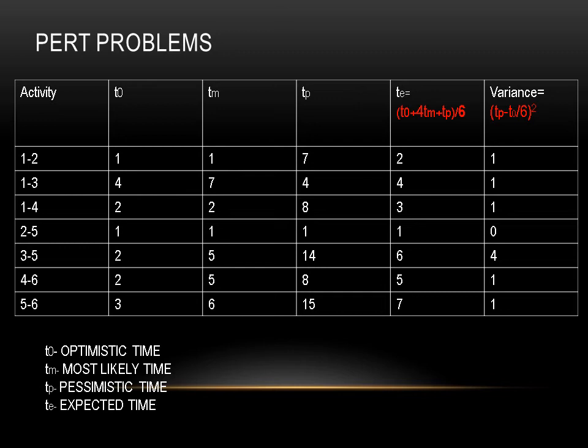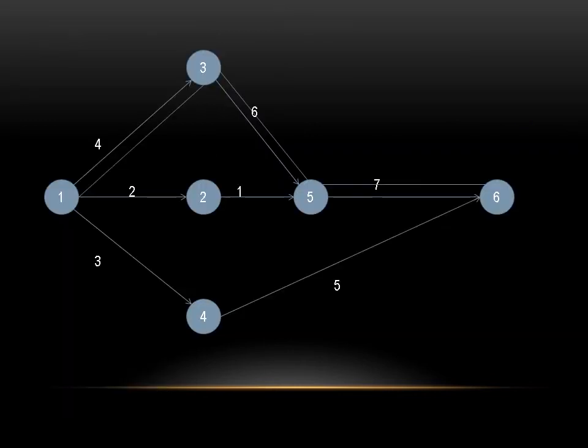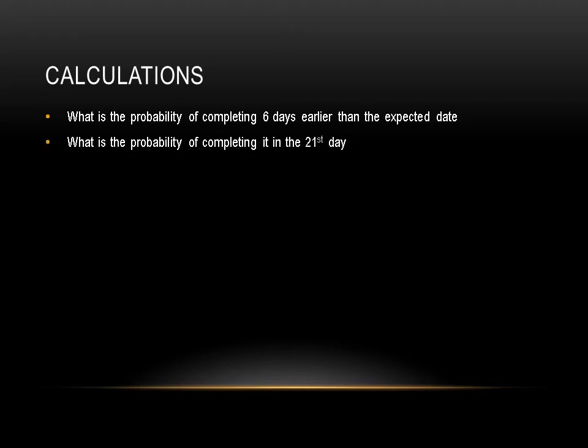I think you have written the table. So moving forward, it was the same diagram that I took to make you understand the CPM network. Okay, so you have the diagram, you can just write it down. In PERT problems, there are basically calculations like what is the probability of completing 6 days earlier than the expected date, or what is the probability of completing on the 21st day?